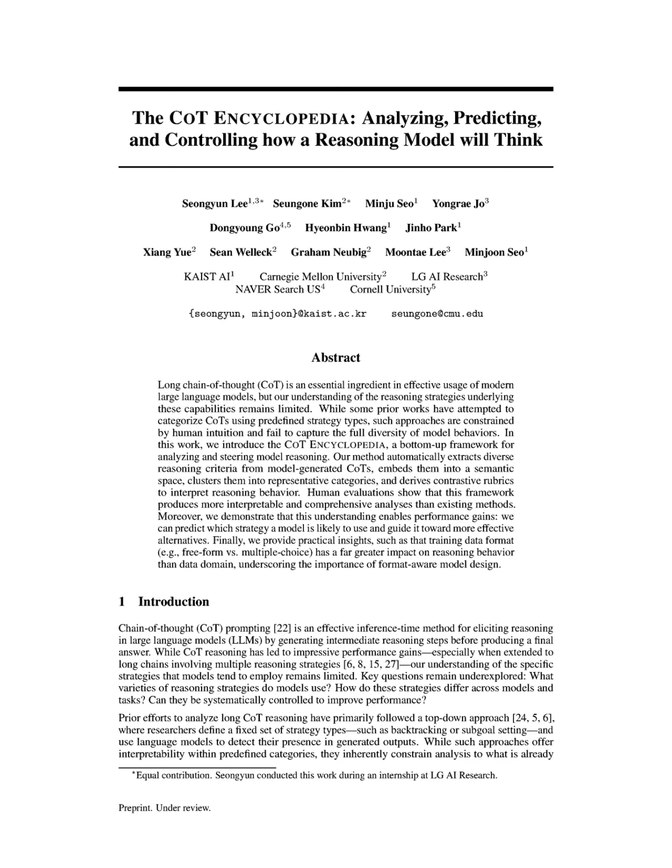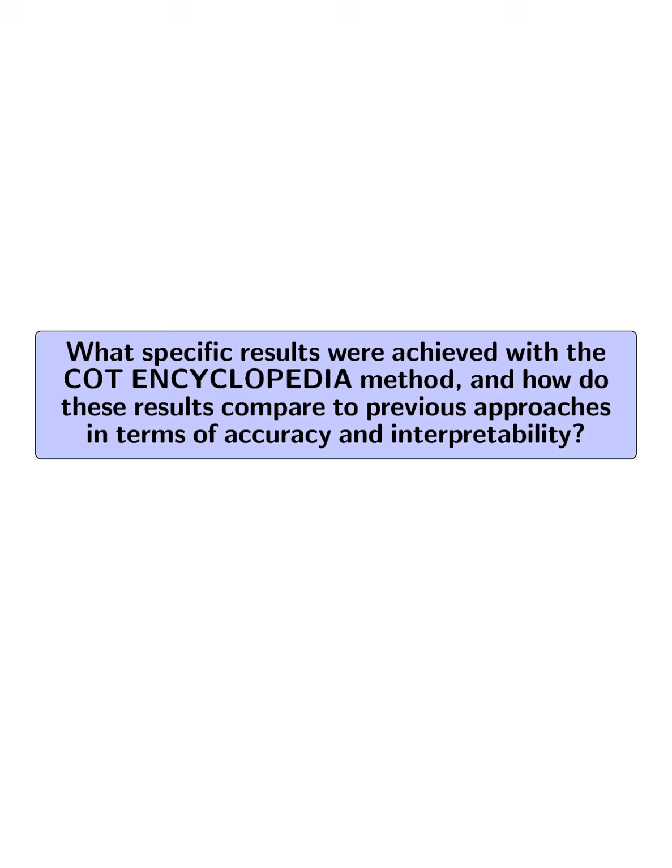This robust validation process underscores the COT Encyclopedia's ability to effectively analyze and control reasoning strategies in language models. What specific results were achieved with the COT Encyclopedia method, and how do these results compare to previous approaches in terms of accuracy and interpretability?